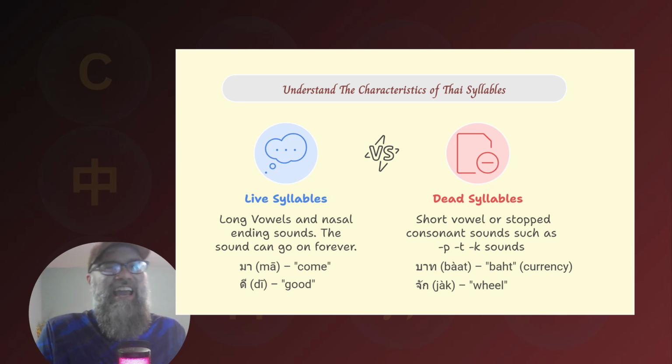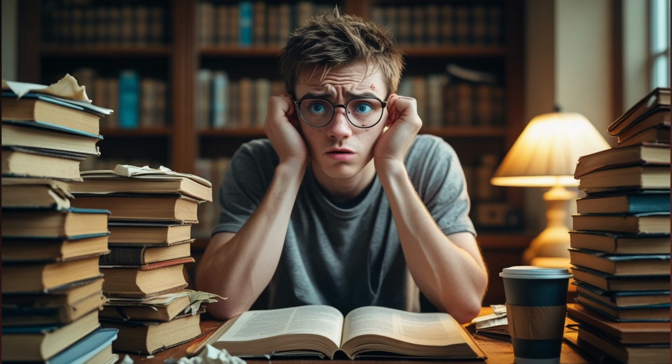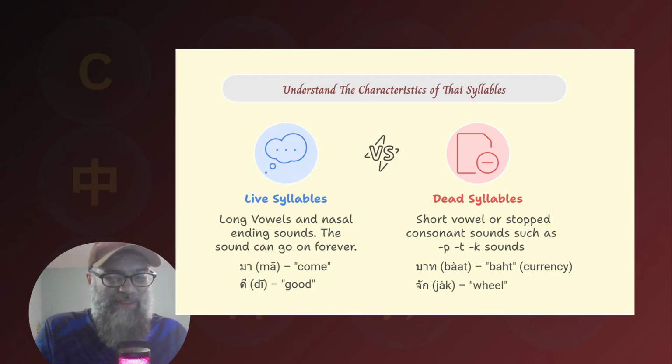So there are long and short vowels in the Thai language. If you study Thai, you probably know about them and probably get fits and frustrations about them, but they are very important to your pronunciation. So let's give you some examples. A live ending is something you can hum. If you have a syllable like ma, it goes on and on forever until you run out of breath. Also some consonant endings like m, n, and ng are live. They can go on. You can hum them. However, there are dead sounds like the PTK endings.